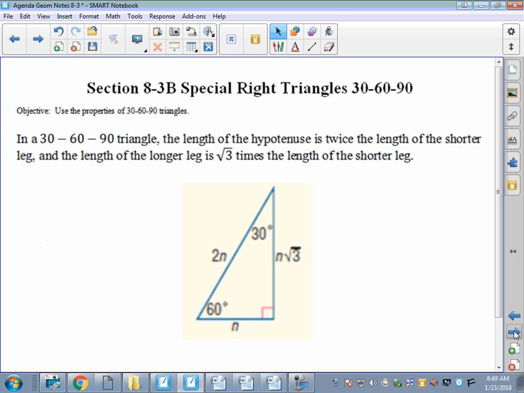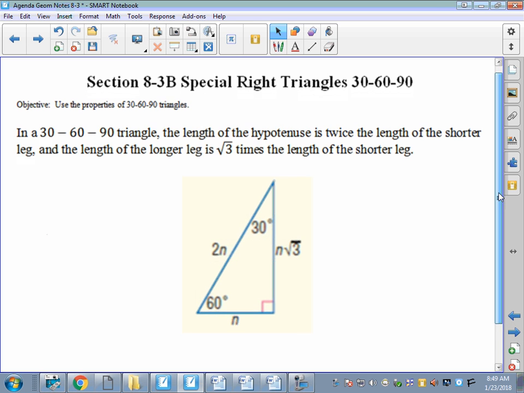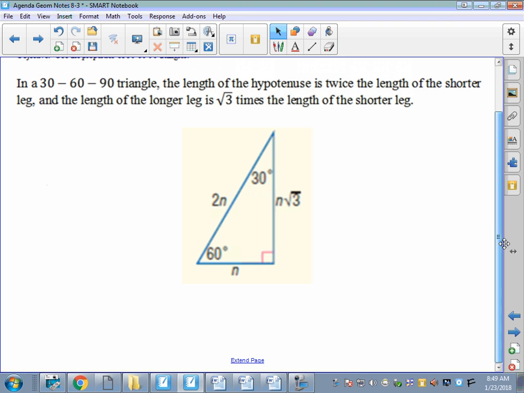So now flip over to section 8.3b. We're doing this all in one because it's pretty easy. And let's look at 30, 60, 90s. Another shortcut. This is the one occasionally you do have to know it. But I'd say 96% of the time you can still go other methods like Pythag. So in a 30, 60, 90 triangle, the length of the hypotenuse is twice the length of the shorter leg, and the length of the longer leg is the square root of 3 times the length of the shorter leg.